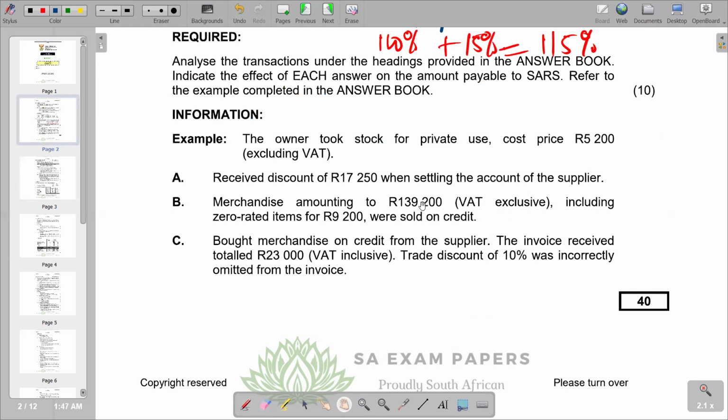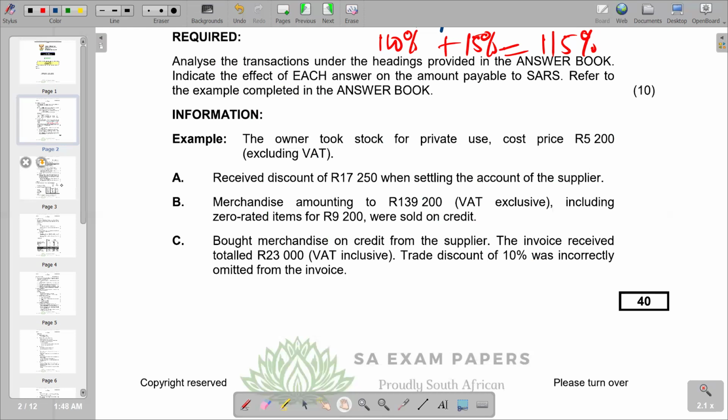So this amount that we have is VAT exclusive, including zero-rated items of 9,200 rands that were sold on credit. So we can see that we have got 9,200 inside 139,200. We have to first remove the zero rated, because zero rated means that amount is not supposed to be charged the VAT. So say 139,200 minus 9,200, and then the answer that we get we multiply by 15%.